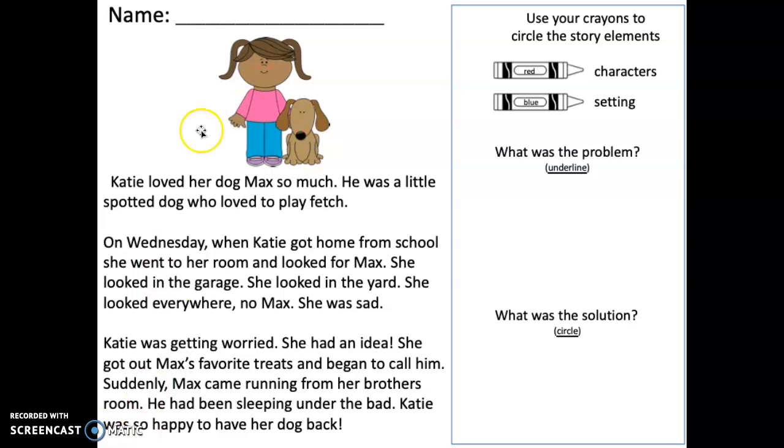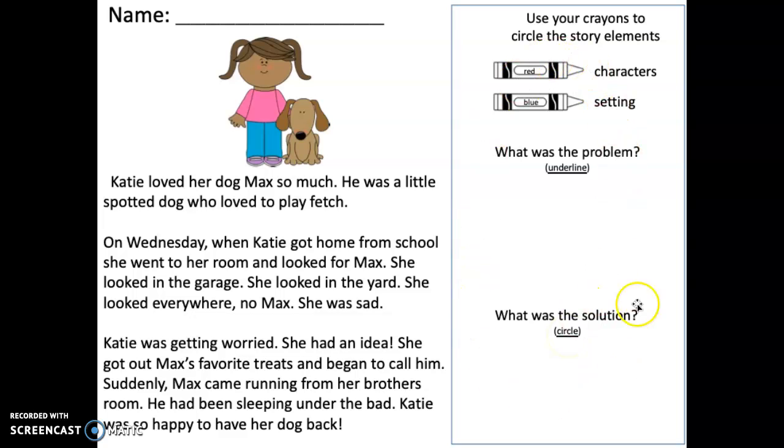I'm going to be reading you this story, and then you're going to need a red crayon and a blue crayon. When I'm done reading the story, you are going to find the character's name and color it red. Then you're going to get your blue crayon and you're going to find the setting of the story and color it blue. Then, with a pencil, you're going to underline the problem in the story. Problem, underline. And then you're going to find the solution in the story and circle it.